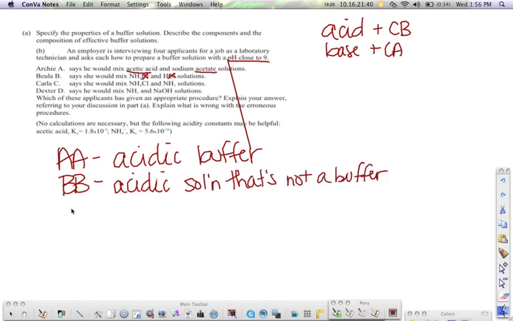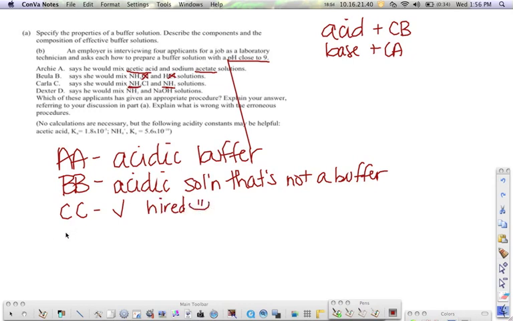And then we have Carla. Carla says she would mix the ammonium chloride and ammonia solutions. So Carla has ammonia, a weak base, and ammonium chloride, ammonium being the conjugate acid of the ammonia base. And so Carla did right, and she gets hired, because she's the only one that did it right.